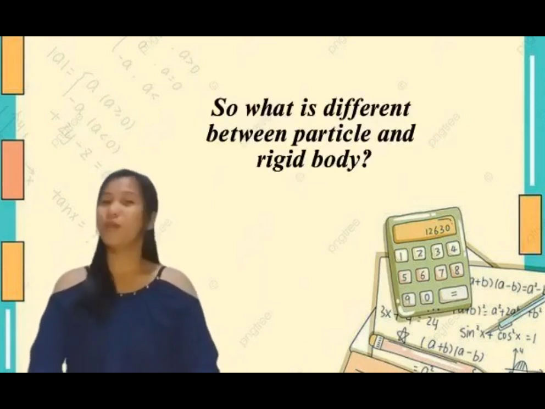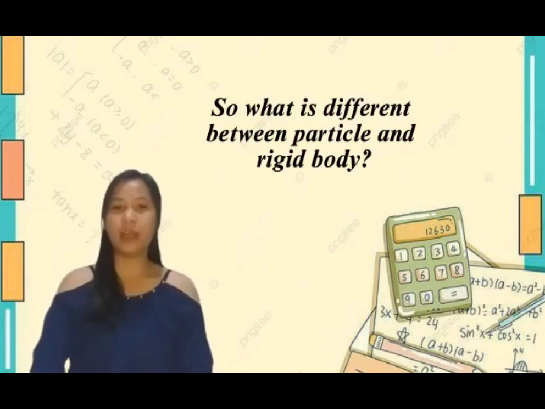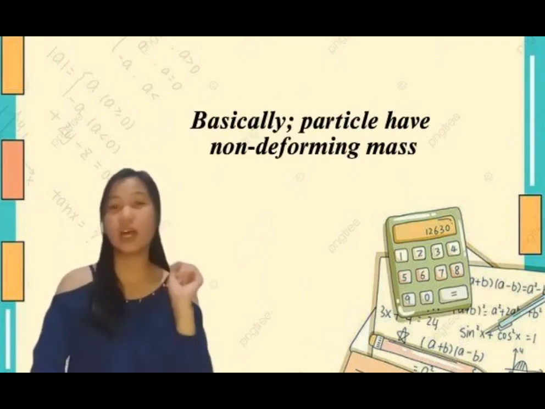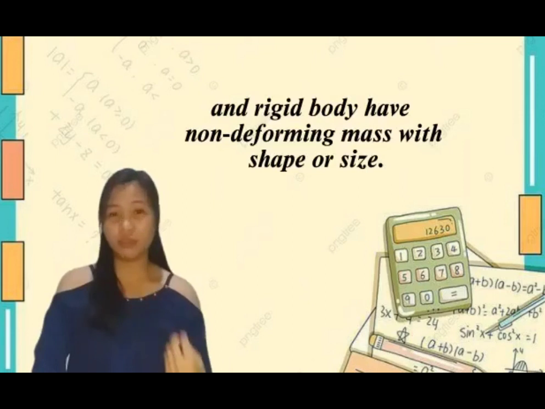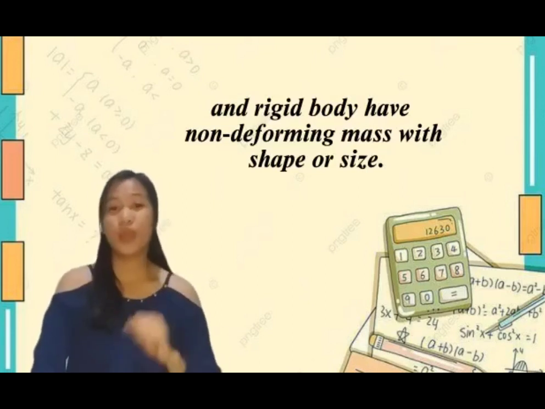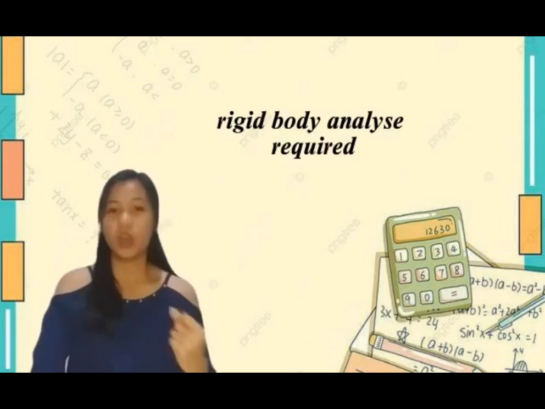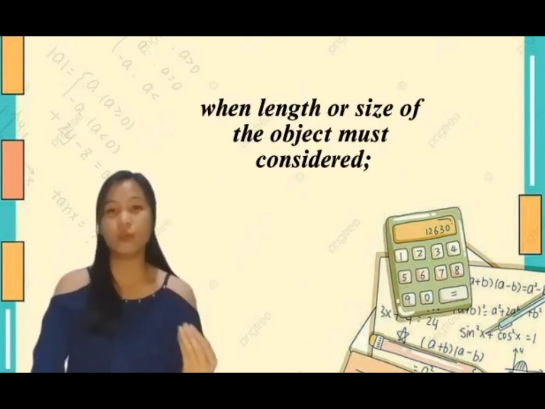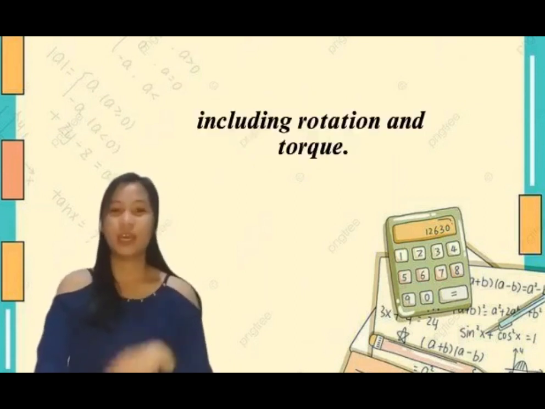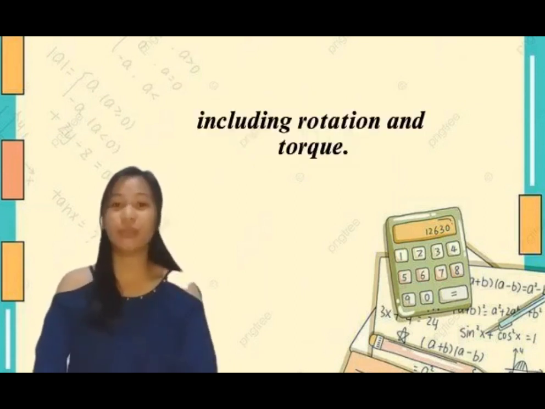So what is the difference between a particle and a rigid body? Basically, a particle has non-deforming mass, and a rigid body has non-deforming mass with shape or size. Rigid body analysis is required when the length or size of the object must be considered, including rotation and torque.